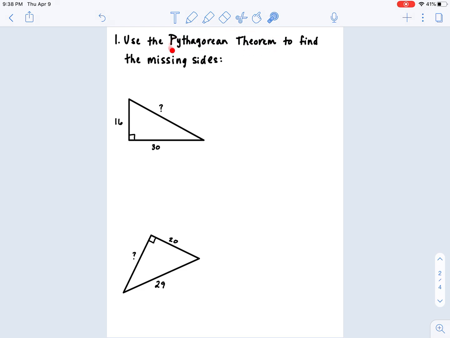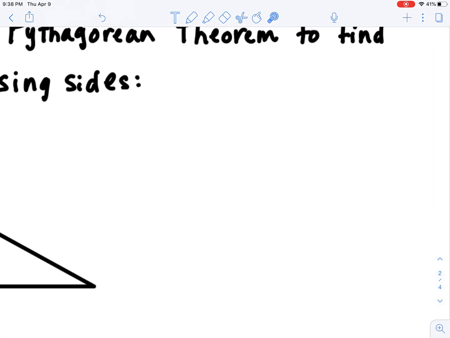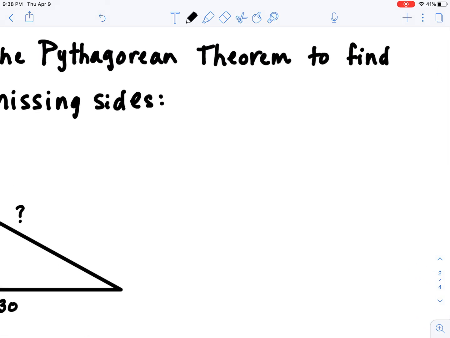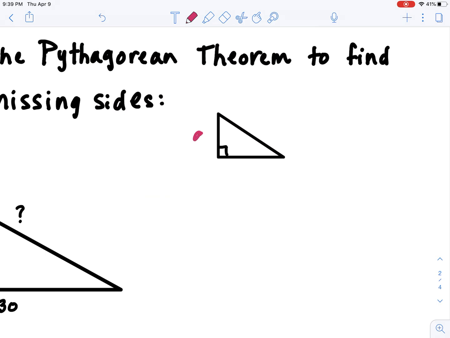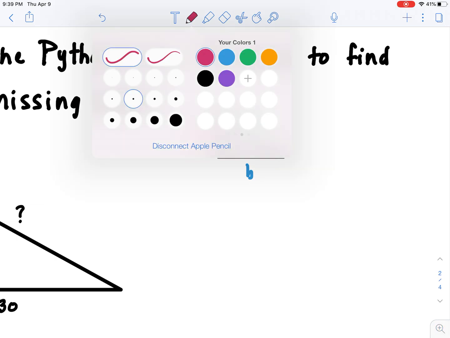Alright, so we're using the Pythagorean theorem to find the missing sides. So let's start by just remembering what the Pythagorean theorem says. If we have a right triangle with sides A, B, and hypotenuse C, the Pythagorean theorem says that A squared plus B squared equals C squared.